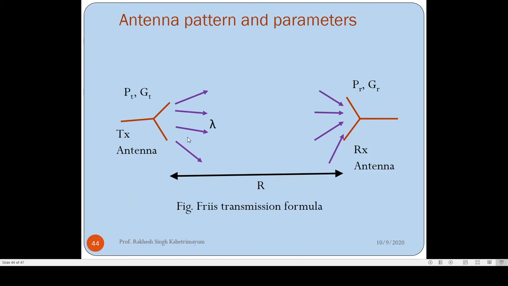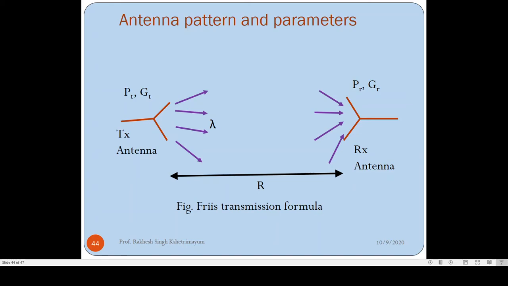Assume that these two antennas are in the far field region. The distance between them is r, and we are transmitting some signals from the transmitting antenna, and the receiving antenna is receiving that signal. The wavelength of the signal is lambda. The power transmitted from the transmitting antenna is denoted by Pt. The gain of the transmitting antenna is Gt. The gain of the receiving antenna is Gr. We are interested in finding Pr, the power received by the receiving antenna. You can connect to a power meter and find out how much is the received power.